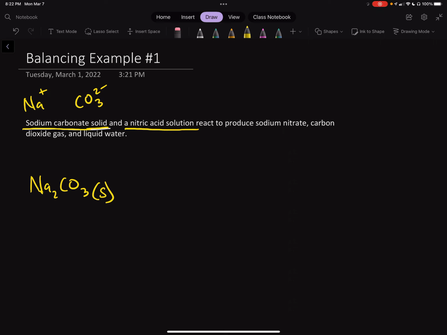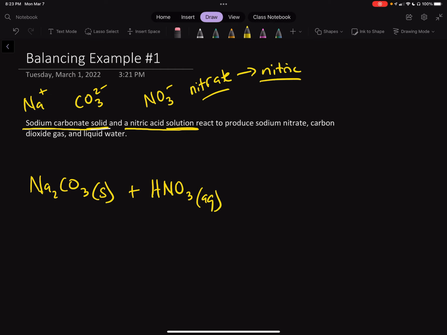So nitric acid, that comes from the polyatomic ion nitrate. The nitrate turns into nitric when you take the polyatomic ion and make it an acid. And then since it is an acid, we're going to call it HNO3 instead of just NO3. The H being hydrogen, which is +1, and the NO3 is 1-. So just one hydrogen, one nitrate makes that a neutral compound. And then it does say solution, which means we can label it aqueous. So that means it's dissolved in water.